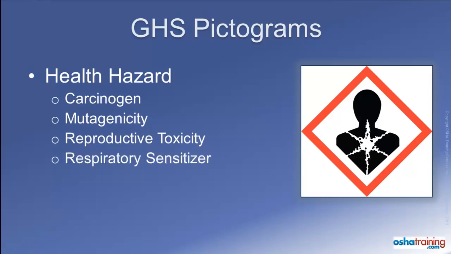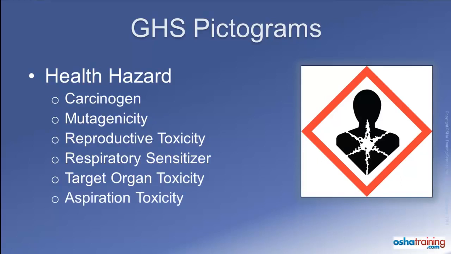you to have an allergic reaction when exposed to that chemical at even low levels after you have had an initial overexposure. Chemicals that can cause damage to or affect the function of certain organs, and aspiration toxicity hazards, which could lead to the development of chemical pneumonia.